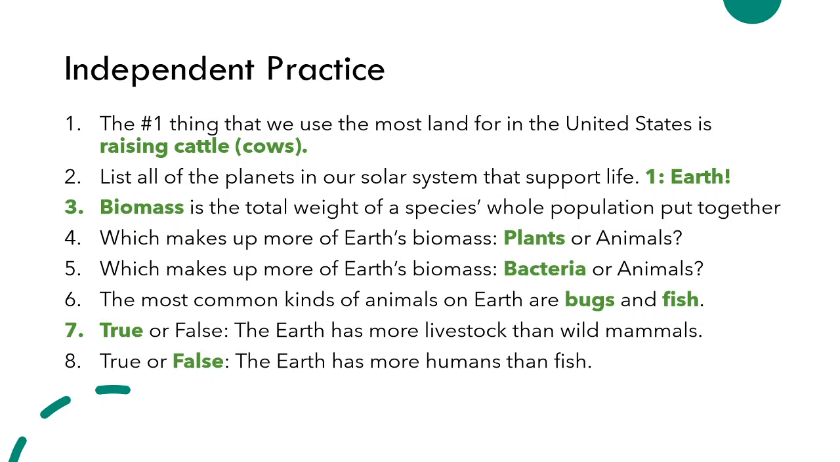And number 7, true or false, the Earth has more livestock than wild mammals. That is true. The specific numbers on that I didn't include for this lesson, but it's something like 96% of all the mammals on Earth are livestock. Something really crazy like that. Number 8, true or false, the Earth has more humans than fish. Well, that's false. Hey, folks, there's plenty of fish in the sea.